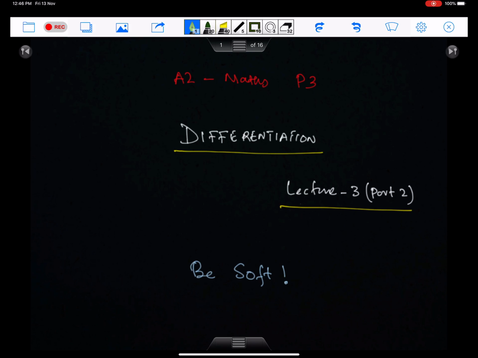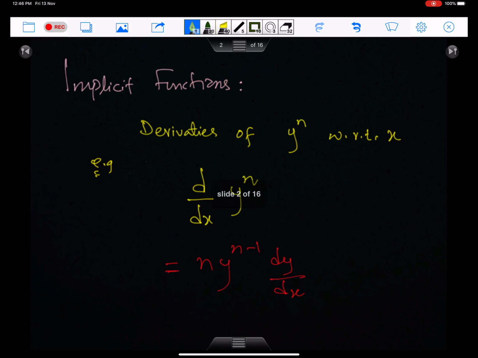Differentiation, lecture 3, part 2. Implicit functions. This is the continuation of the implicit functions.